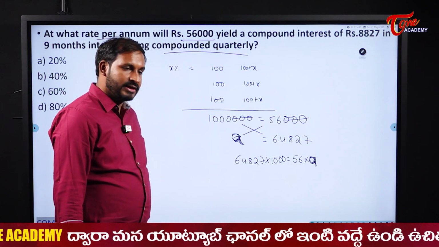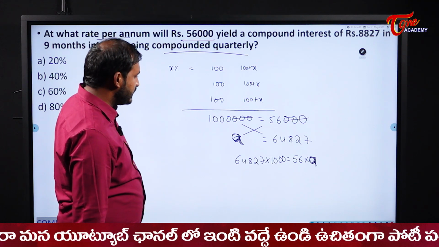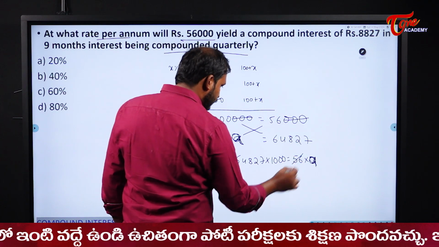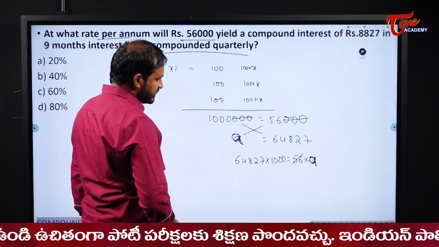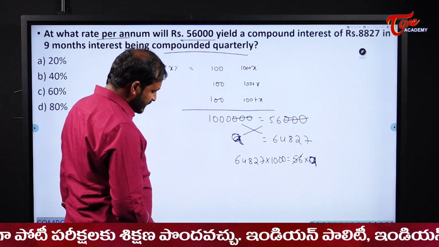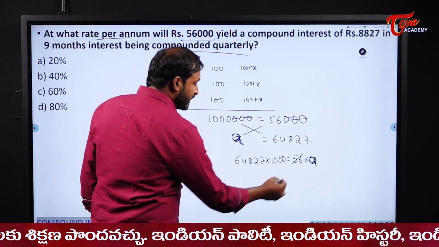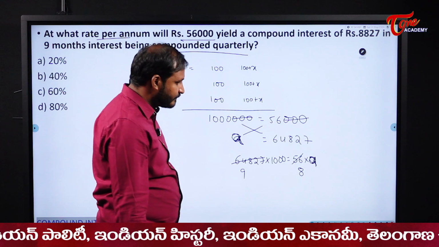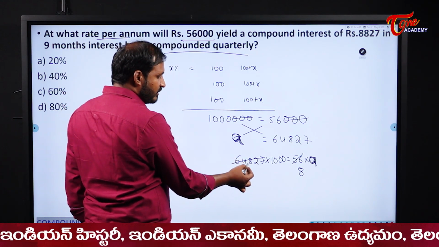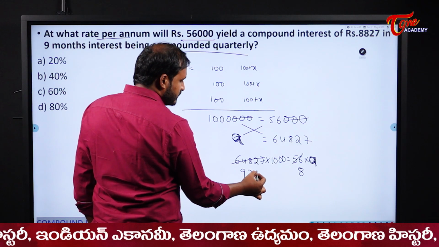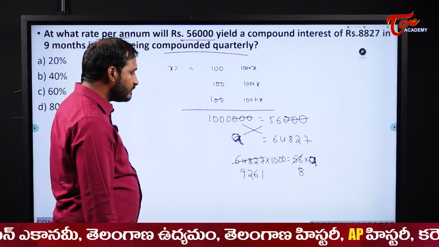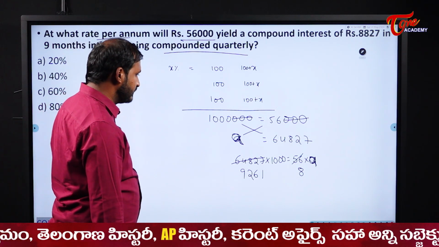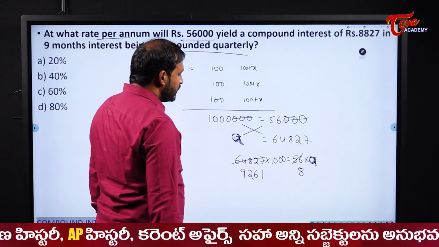56 means, in what table will we get 56 in general? Let me check the 7 table. 7 8s are 56. In the 7 table, 7 9s are 63. Right? 7 9s are 63. And what will I be left with? 7 3s are 21, 9261 and 8. Please observe this: 9261 and 8. So 8A is equal to 9261.